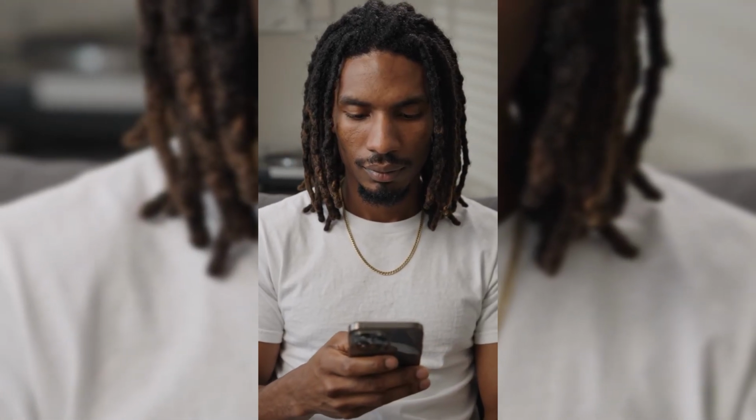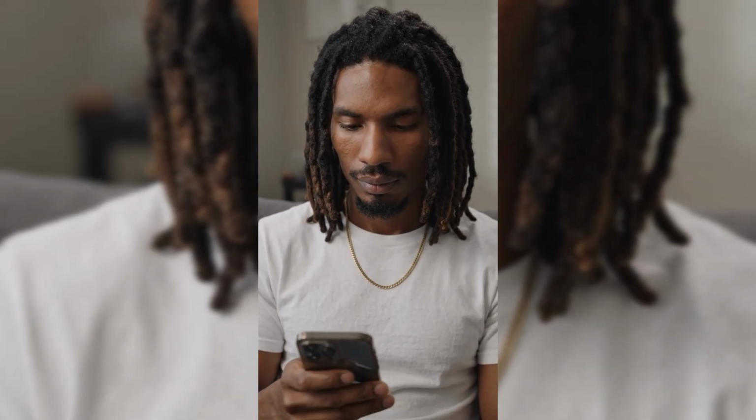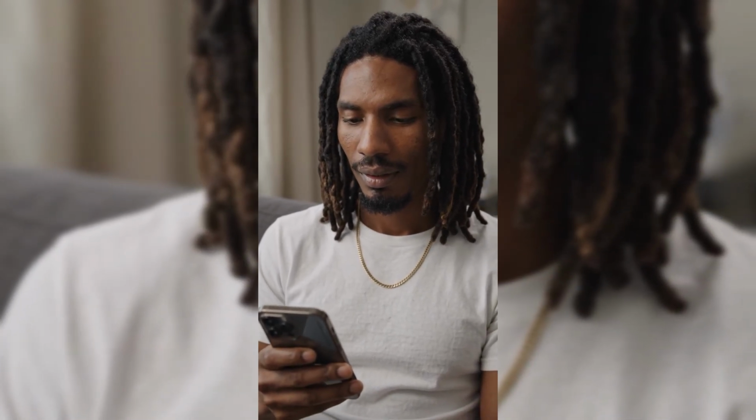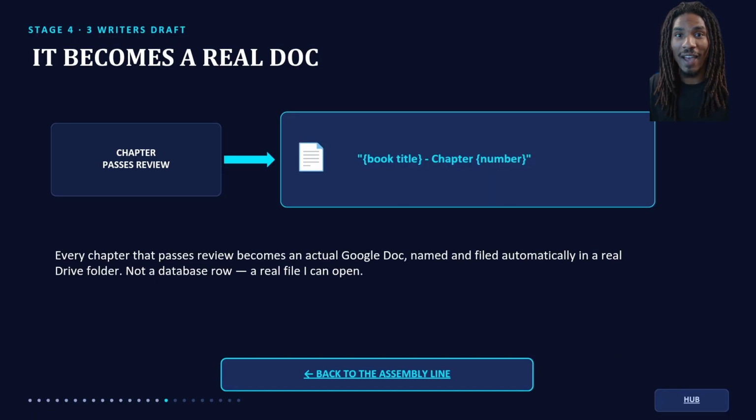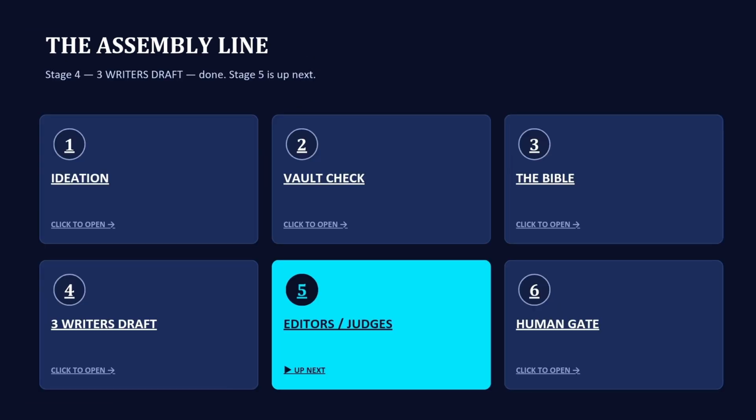I actually had a writer get rate limited mid-run once, Uriali, back on July 27th. It killed the whole chapter. Real bug. So I fixed it. Now a round only fails if all 3 go down, not just one. And every chapter that passes review becomes an actual Google Doc, named and filed automatically, not a database row. A real file I can open. That's 3 writers draft. Back to the assembly line. Editors and judges is up next.